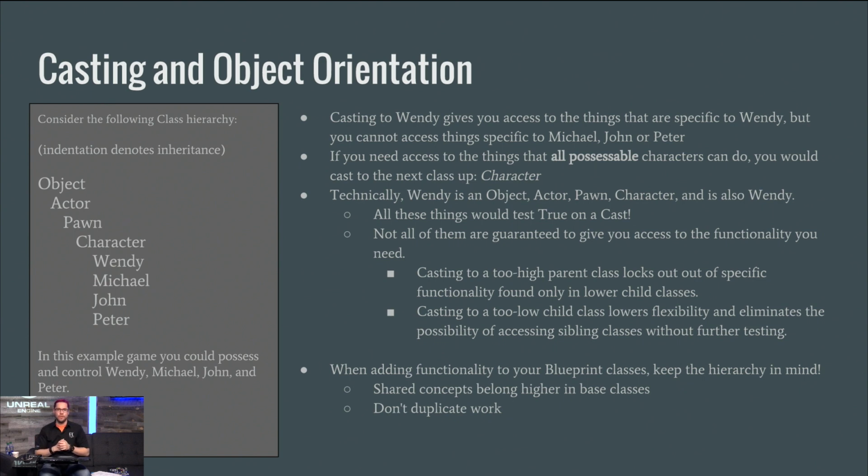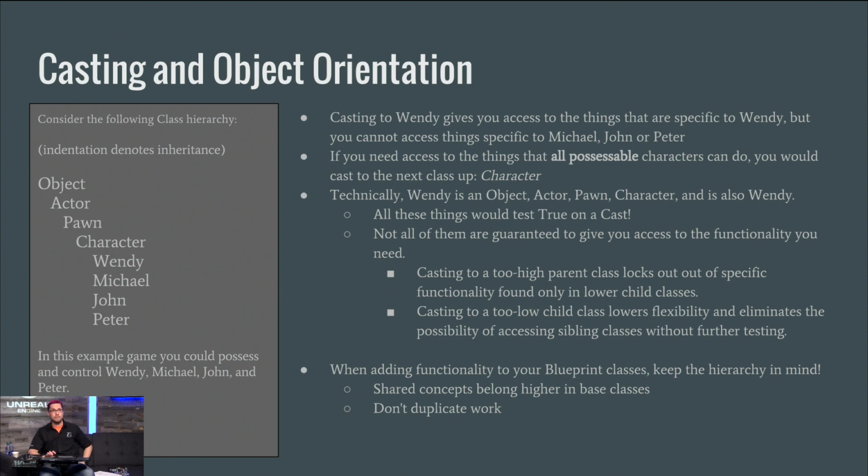Now, obviously, there's a lot to that, and we're getting a little bit onto side topics like the Unreal Engine framework and how to build classes of objects and child classes, but it all ties together, and it's super important for blueprint communication. Just keep that in mind. Remember, shared concepts belong in higher base classes, and don't duplicate your work. If you find yourself copying a selection of nodes between sibling classes, you're probably doing it wrong. Go up to the parent class and put that functionality in the parent. That way the children just inherit it. They get it for free.